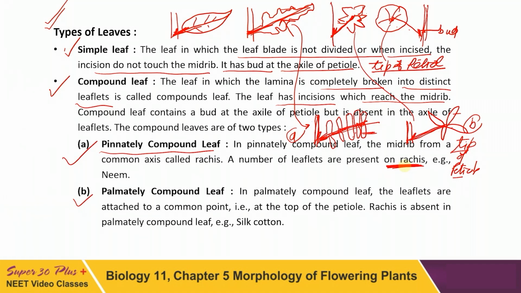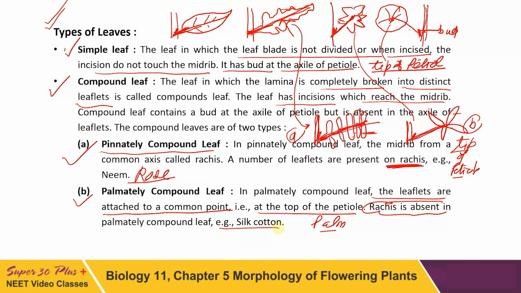In the case of the neem plant, in the case of the rose plant, and so many other examples, such types of leaves are there. Much more detail is not required. Subdivisions are there in this. In the palmately compound leaf, leaflets are attached to the common point, that is the tip of the petiole, and the rachis is absent. Important one here is that it will become just like a palm, like this, as in the case of silk cotton. This is the example of silk cotton. In this also we have subdivisions, but no need of this. You can differentiate easily.